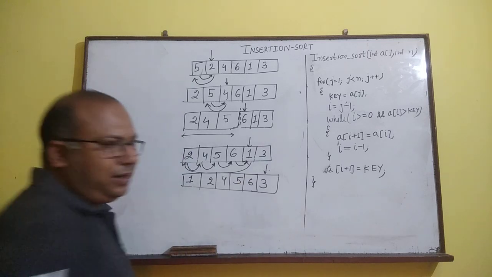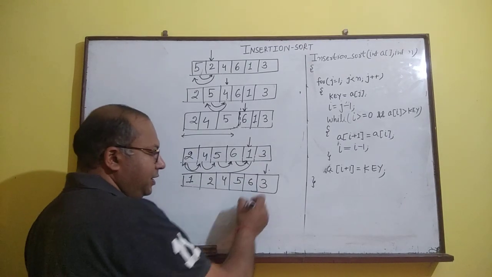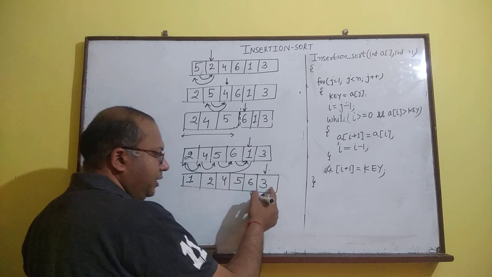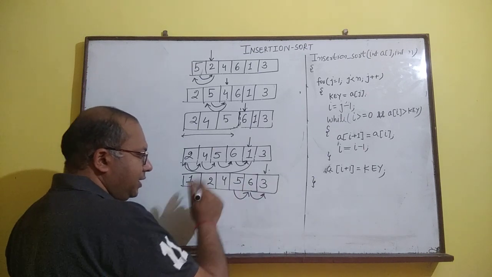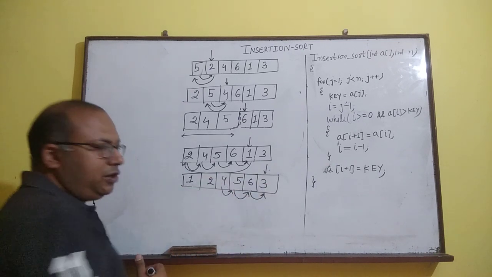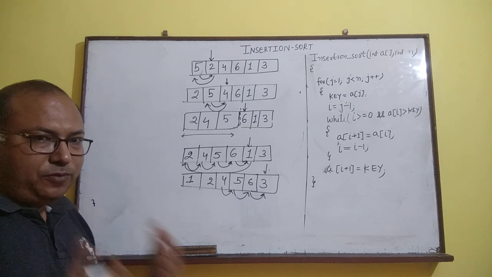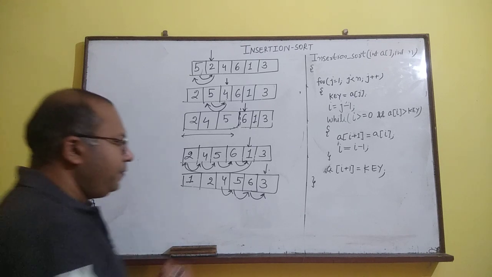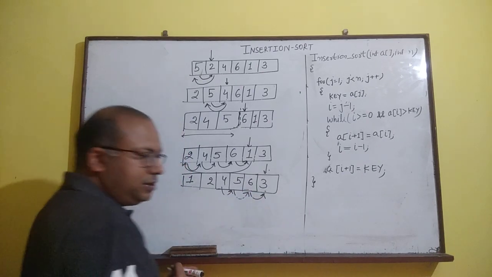And now we are coming to the last element, that is our 3. So start comparing 3 with the 6, 6 will shift. Start comparing 3 with the 5, 5 will shift. Start comparing 3 with the 4, 4 will shift. Start comparing 3 with the 2. It will not shift. That means the shifting process will continue if we have a greater element than this key element.